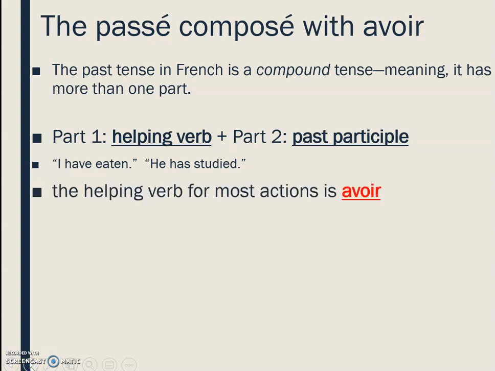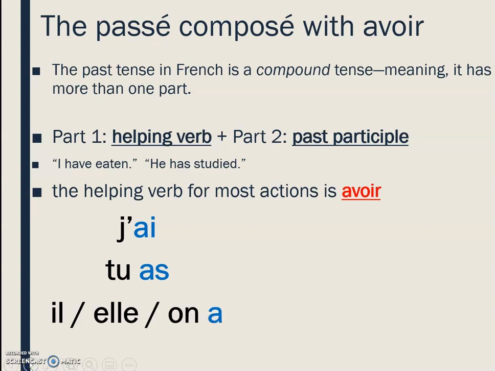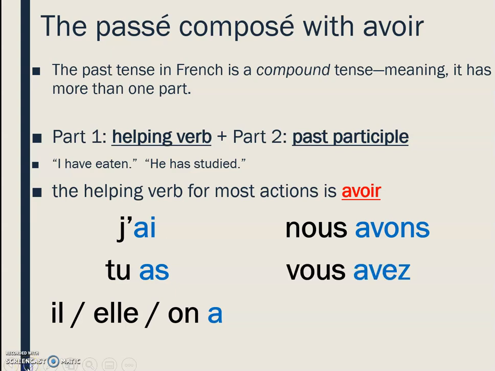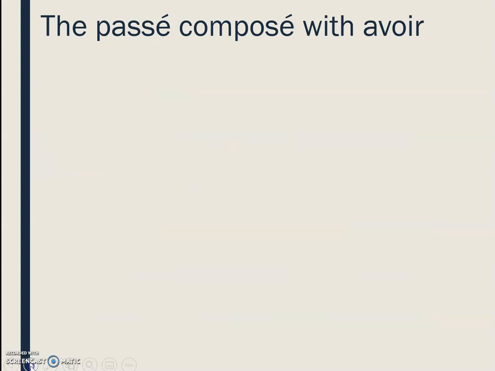First of all, the helping verb for most actions is avoir, and so we need to know how to conjugate avoir in order to form le passé composé. J'ai, tu as, il a, elle a, on a, nous avons, vous avez, ils ont, elles ont. This will be the first half of our verb in the passé composé. Let's go look at the second half, aka the past participle.